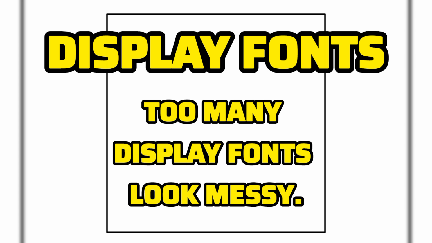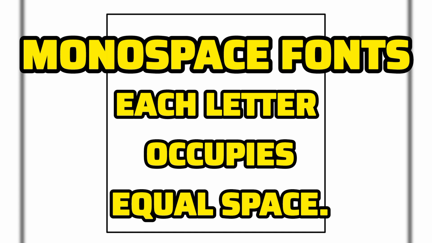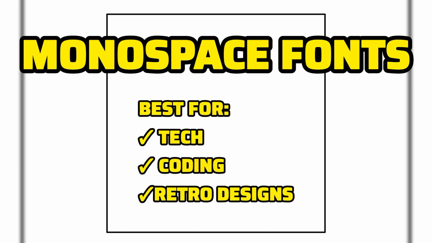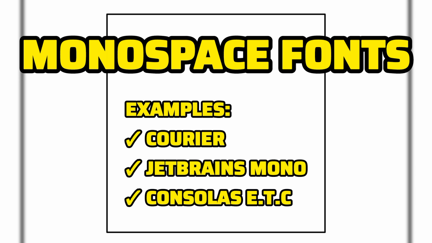The next category of font we have is monospace font, where each letter occupies equal space. It is best for a tech design or a ritual design, so you have to understand this. Examples are Consolas, JetBrains, Courier, and Mono. These are examples of monospace fonts. Let's take note of that. These are the different categories of fonts that we have.